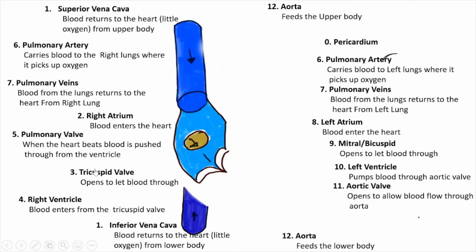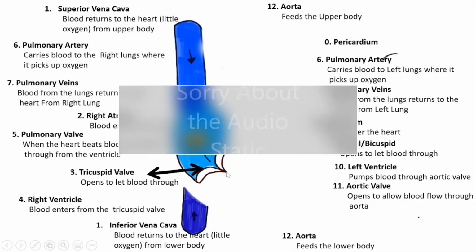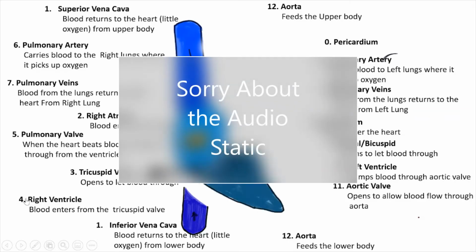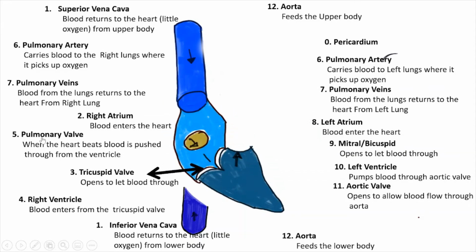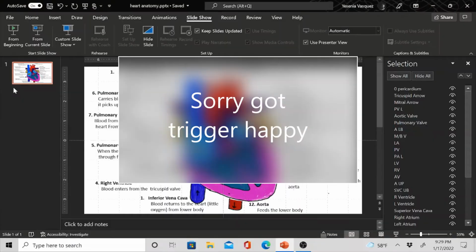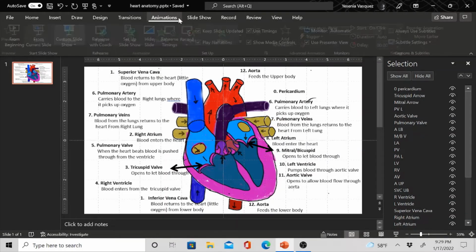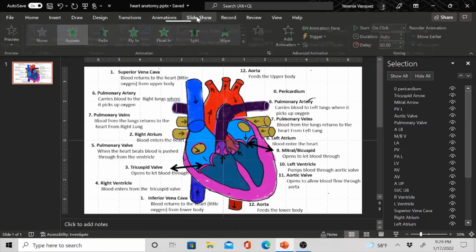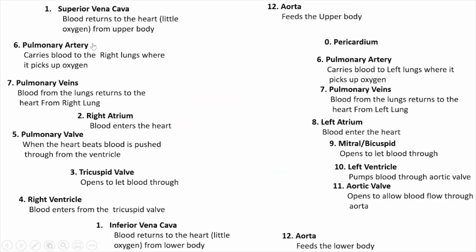It then pushes the blood through the tricuspid valve, and that's called tricuspid because it has three flaps that push the blood through. It then goes into the right ventricle, where it is pushed up into the pulmonary valve, and the pulmonary valve then directs the blood into the pulmonary arteries. As you can see there, I went a little too fast and said pulmonary vein, so I will try doing that one more time.